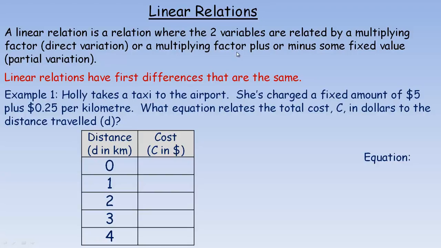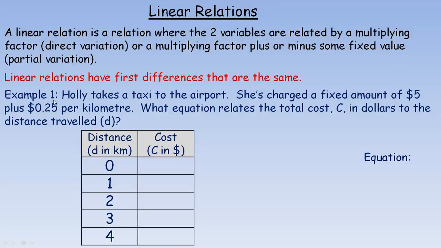Or there's a multiplying factor plus, or you're adding or subtracting, some fixed value, and that's called a partial variation. Now, linear relations have first differences that are always all the same for that entire relation. You can have a different one, but those are all the same themselves. We'll take a look at that through some of the examples.